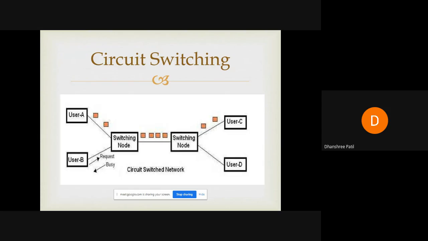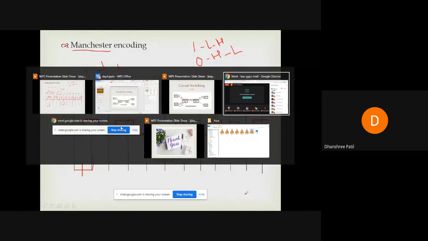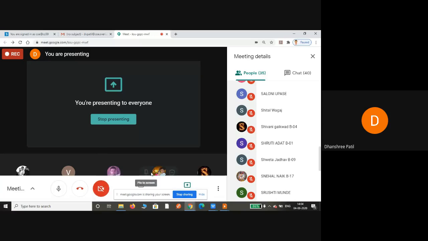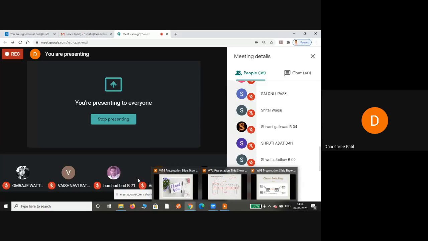Any doubt in these two points? Yes, any doubt? Can anybody tell the difference between these two, circuit switching and packet switching? No doubt, ma'am? What is the difference between these two?